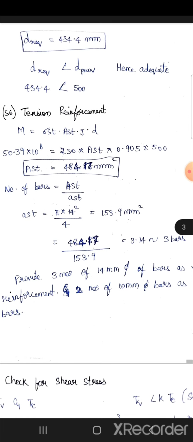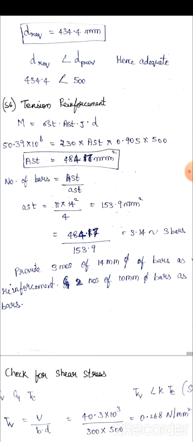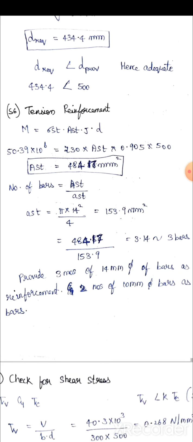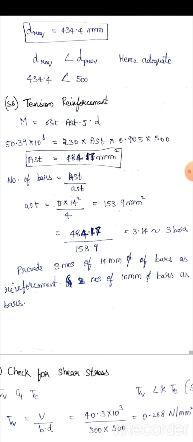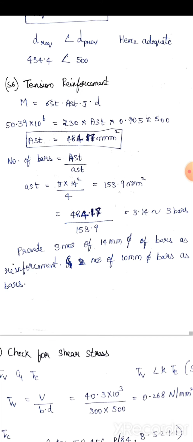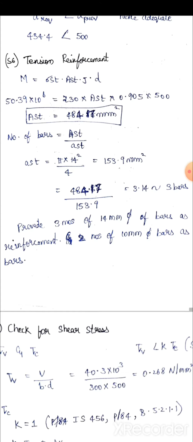Next step is tension reinforcement. M equal to sigma st into ast into j into d. M is bending moment, sigma st into ast, j value is design constant and d is depth provided. So the answer of ast is 484.17 mm square.